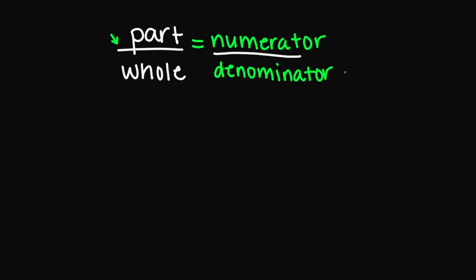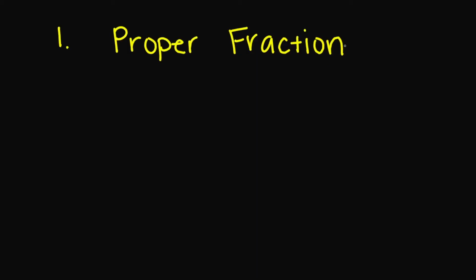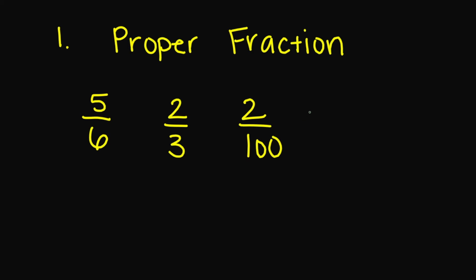So first we have the proper fraction. Proper fractions is when your numerator is smaller than your denominator. For an example, 5 over 6, this is a proper fraction. 2 over 3 is a proper fraction. 2 over 100. Negative 5 over 20 is a proper fraction. Another example is negative 4 over 27. These are examples of proper fractions.